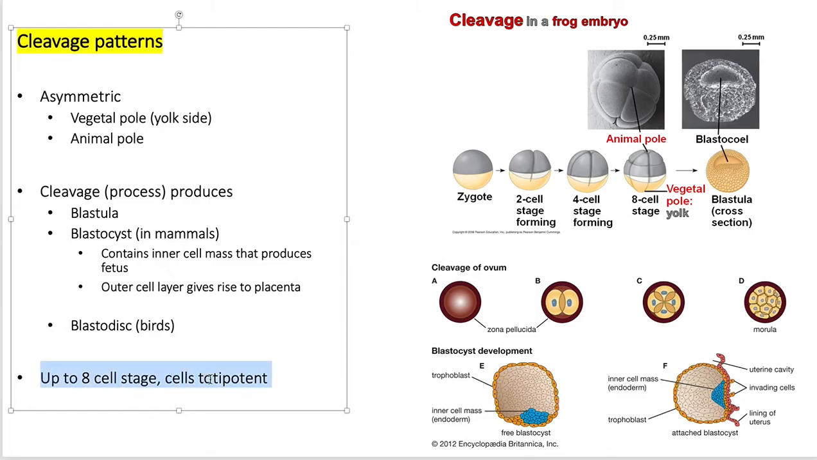Of interest potentially is that up to 8 cells in humans, and I think probably in other groups of animals too, cells are totipotent, meaning that you could break those 8 cells up and generate a new offspring. That's one of the reasons why when you hear about octuplets, it's because of that. Okay, moving on.